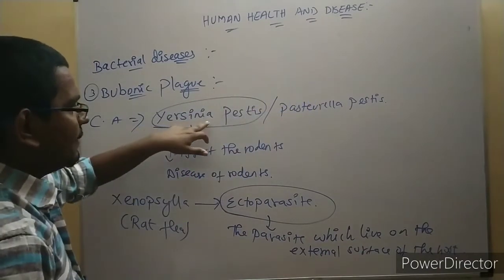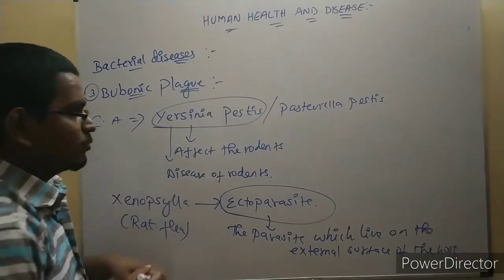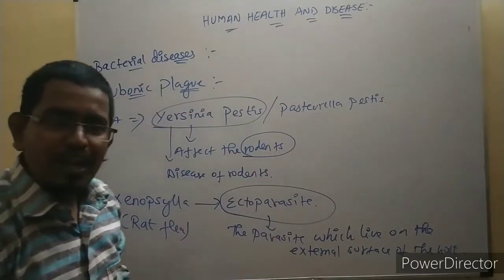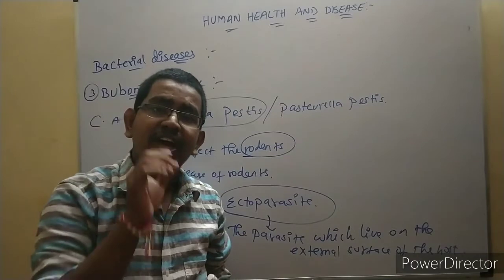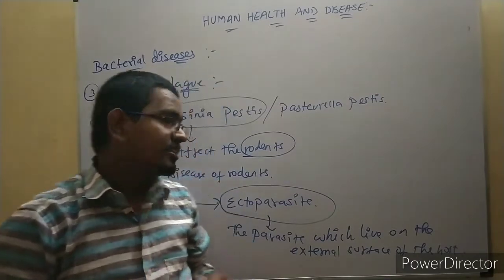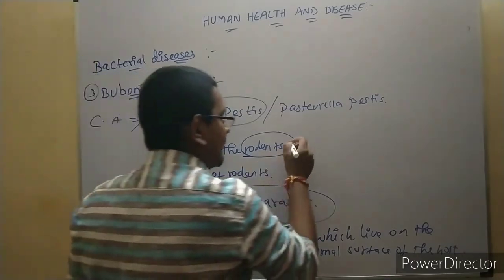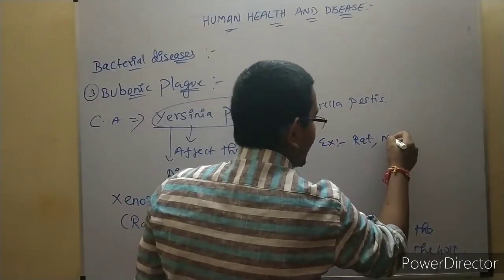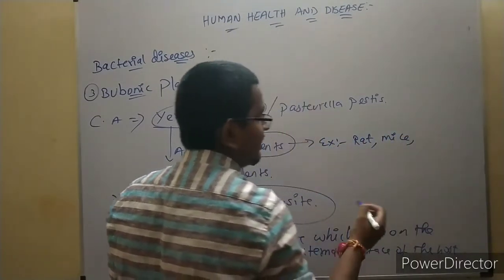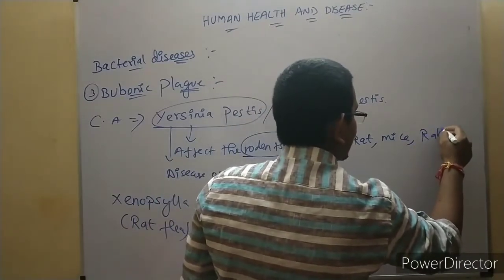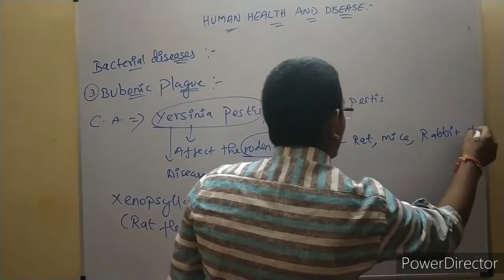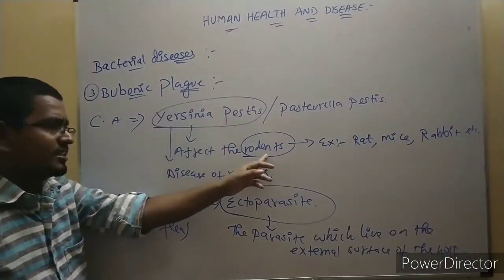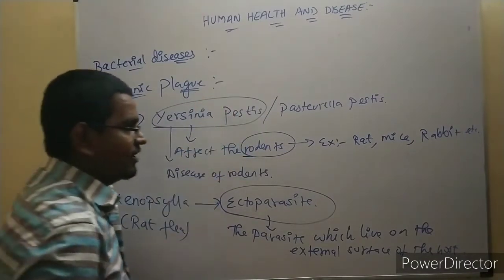So, Yersinia pestis affects the rodents. What actually do rodents mean? Rodents are small animals which have sharp front teeth. They are known as rodents. What are examples of rodents? You can take a rat, mice, rabbit, etc. Okay.